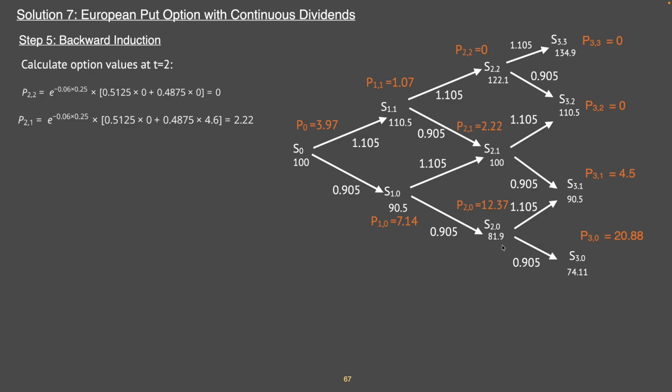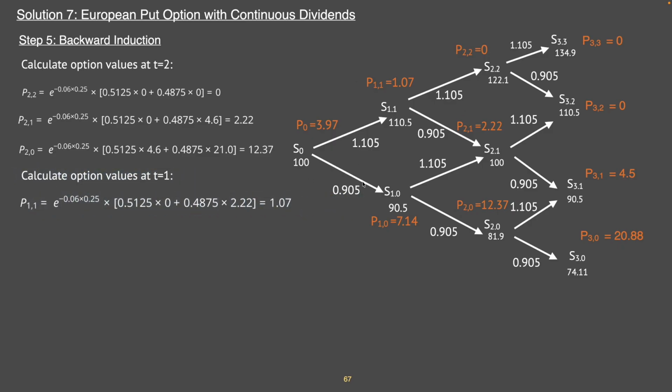Now coming to 81.9, here at P20, e to the power of minus 0.06 into 0.25, into 0.5125 into 4.5 plus 0.4875 into 20.88. They have put it as 21 here. So you get a value of P20 as 12.37. So here also the stock price 81.9 is less than the strike price, and since it is a put option, the option value is very high at 12.37.